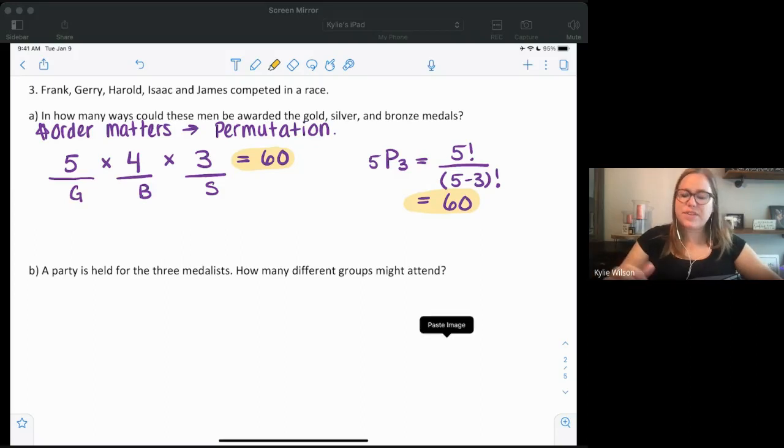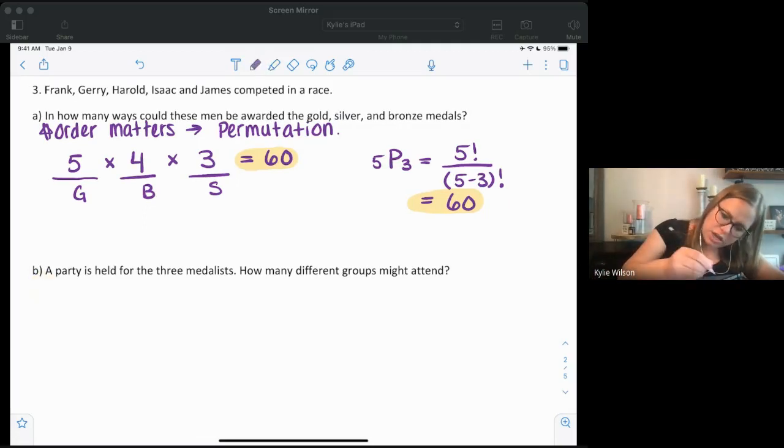So that's very similar to what we had done before. Now for part B, a party is held for the 3 medalists. How many different groups might attend? So the first thing we want to think about is, does order matter? If we have Frank, Jerry, and Harold being the top 3, they get to go to the party. If we had Harold, Jerry, and Frank winning, they're still the top 3 finalists and still get to go to the party. It doesn't matter who is first, who is second, who is third. We're just choosing 3 of them to go to the party. So order does not matter here.